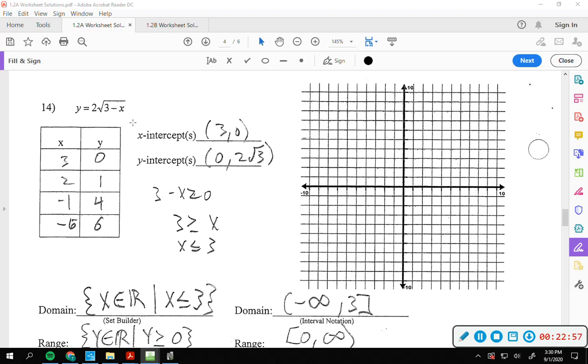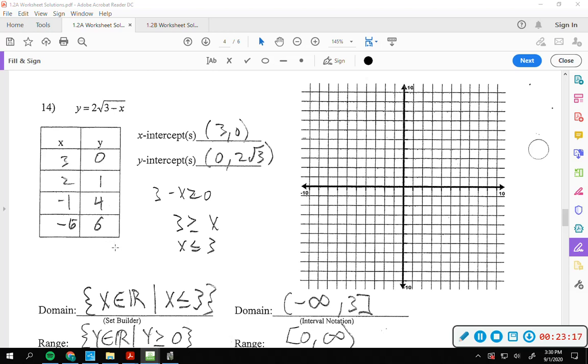But it takes practice, making sure that you know how to identify the perfect squares. I do not want to plug in negative 2 or negative 3 or negative 4, but negative 6 works. 3 minus negative 6 becomes 3 plus 6, 9. Square root of 9 is 3, times 2 is 6.